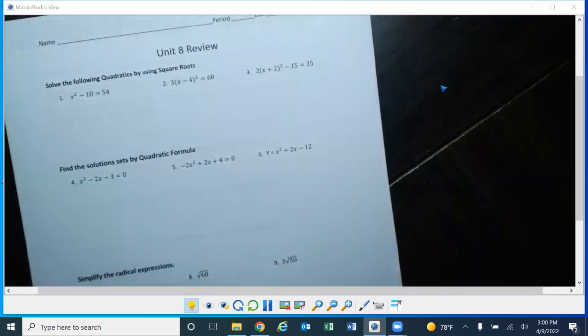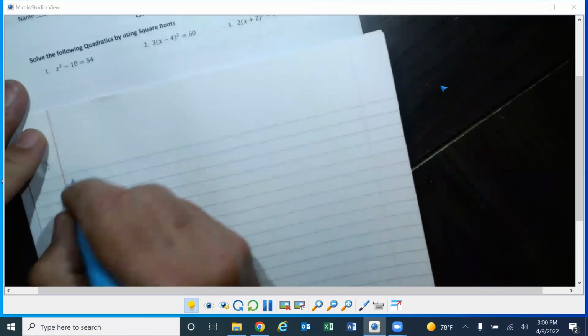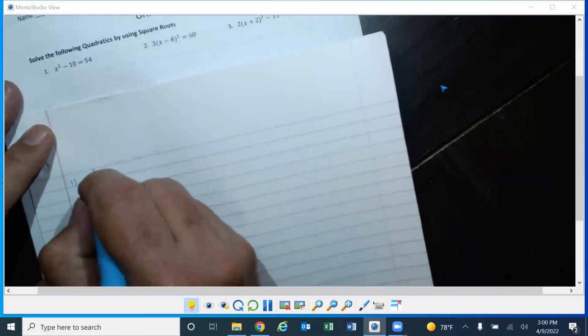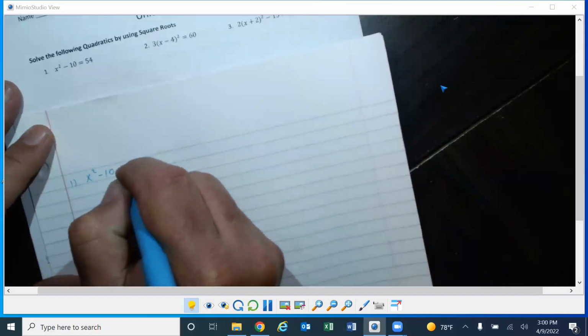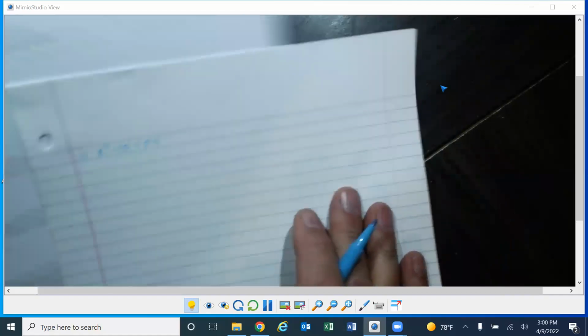All right, so I'm going to take the first problem, and I'm actually going to do each problem on a separate piece of notebook paper. So I'll go back and forth so you can kind of see it. So see number one there? I'm going to take number one. All right, so here we go.